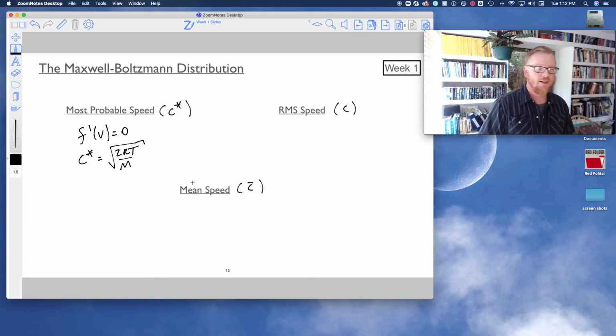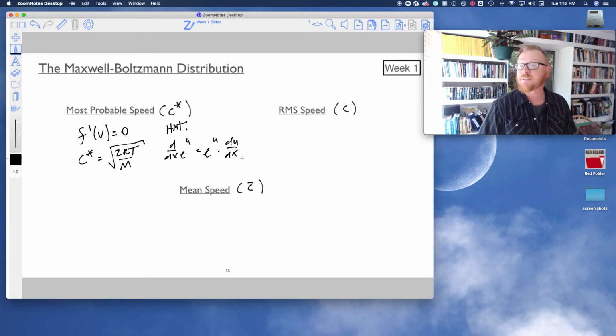And I'll give you a hint on this most probable speed: d/dx of e to the power u equals e to the power u times du/dx. So when you're taking the derivative of a function with an exponential, you just keep the e to the u, but then times the derivative of what's inside the exponential, du/dx. So see if you can arrive at this solution.